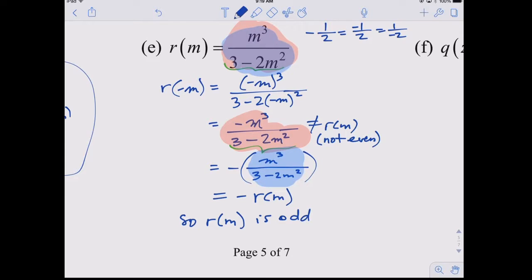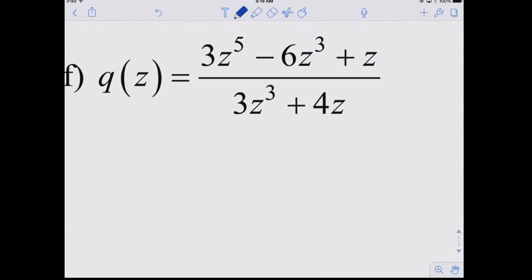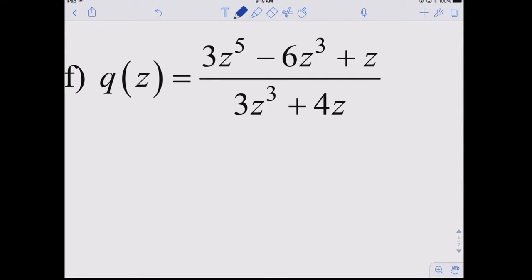Now we don't have enough experience to come up with a rule of thumb yet, so we're just going to move on. Try it again. Q of z. What's with all the funky letters? Well, f of x gets boring, doesn't it?